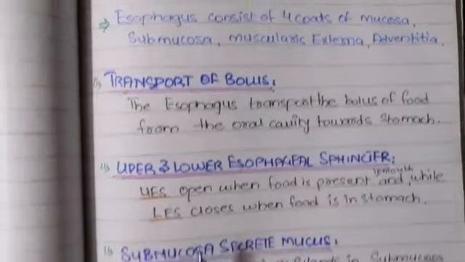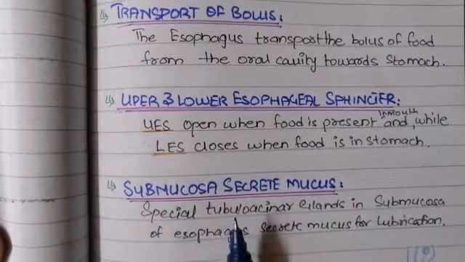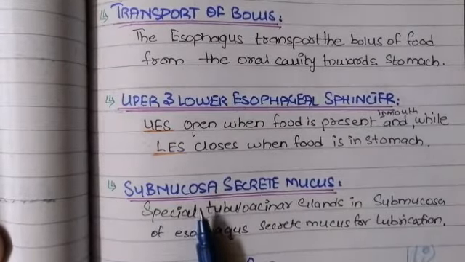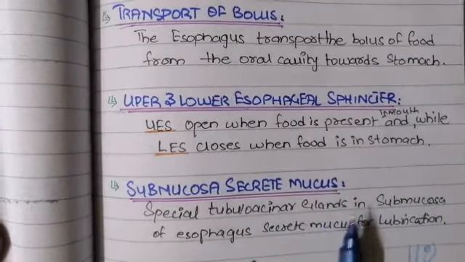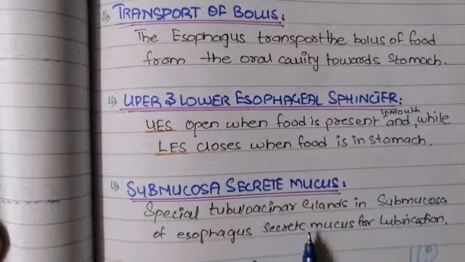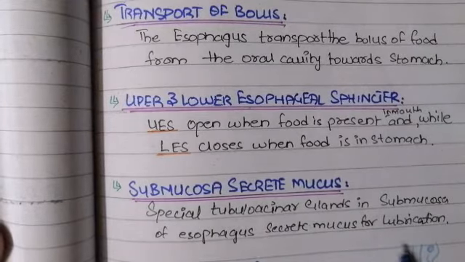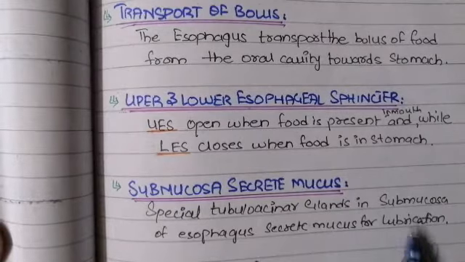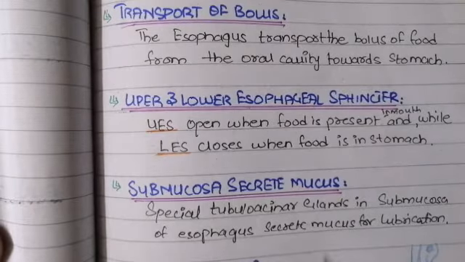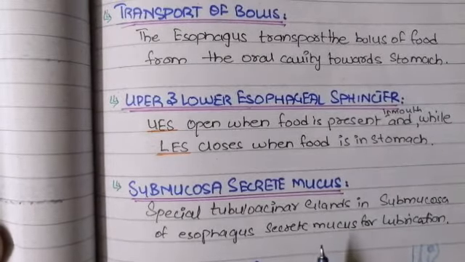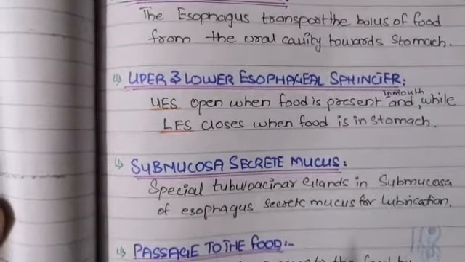Now coming to the third function of the esophagus in the physiological GIT tract. The submucosal layer of the esophagus secretes mucus. The special tubulo-acinar glands present in the submucosal layer of the esophagus secrete the mucus. The important function of mucus, as we all know, is lubrication: to prevent damage to the GIT tract wall from any food bolus, any hard material or acidic secretion. Mucus is secreted from mostly all the organs of the GIT tract. Here the mucus is also secreted to prevent damage and for lubrication.